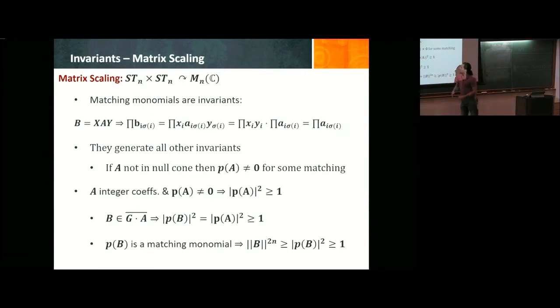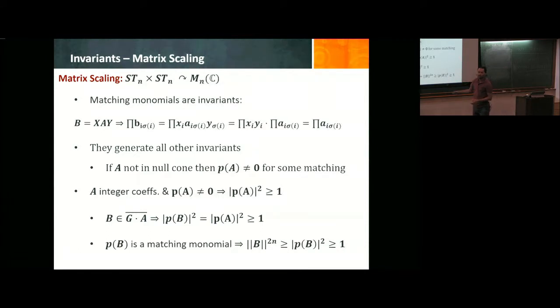So we know that if my matrix is integer and it has a matching, no scaling can make this matrix have norm less than 1. So either my matrix will always have norm bigger than 1, or I'll be able to drive it all the way to 0 if my matrix is in the null cone. So that solves the null cone problem. If I'm not in the null cone, my matrix will always have norm bigger than 1. If I'm in the null cone, at some point I will get norm close to 1. Is that clear?